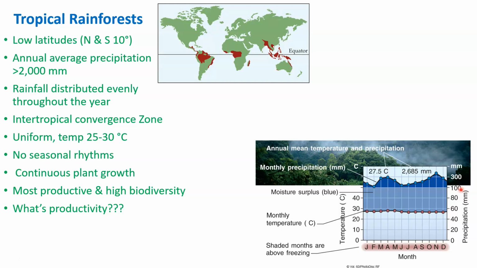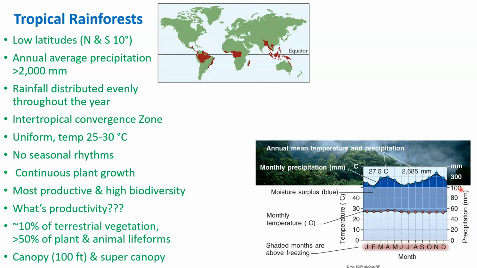Productivity is actually the total biomass produced within that particular ecosystem, initiated by the plant's photosynthesis. The overall total biomass produced by a particular ecosystem is what productivity is, right?